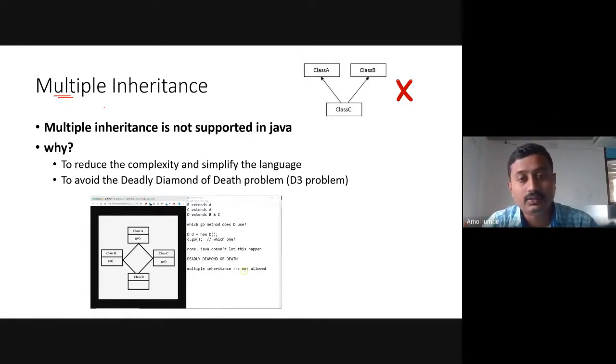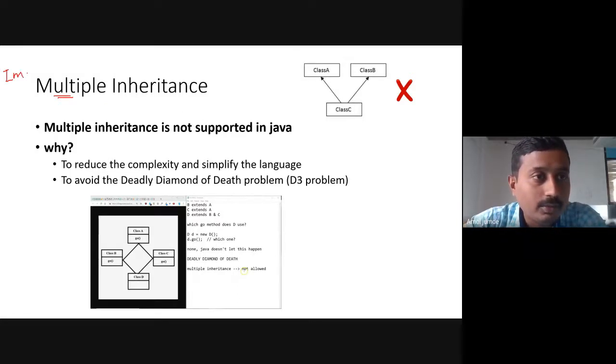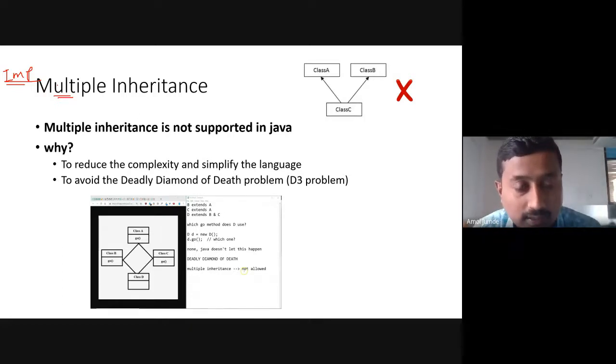Multiple inheritance is not supported in Java. And you put IMP symbol here. Very important from interview point of view. They will ask why multiple inheritance is not allowed in Java. Why it is there in C++, but why Java has avoided it. Now there are two reasons. First reason is to reduce the complexity and to simplify the language.